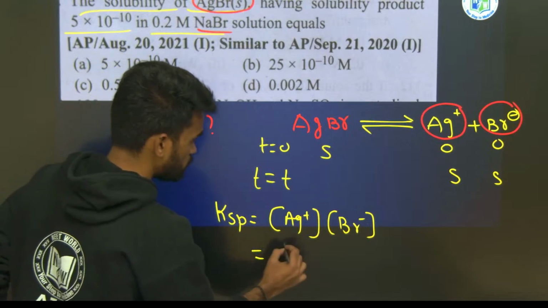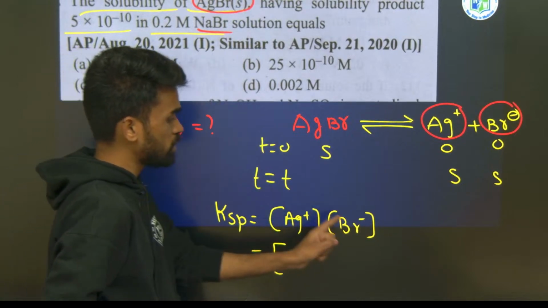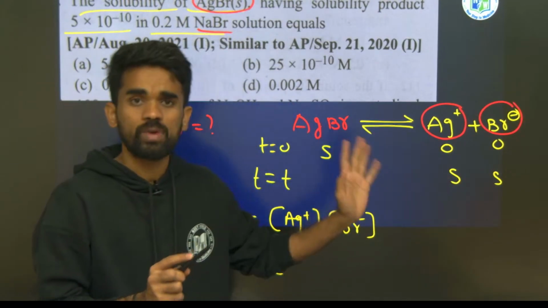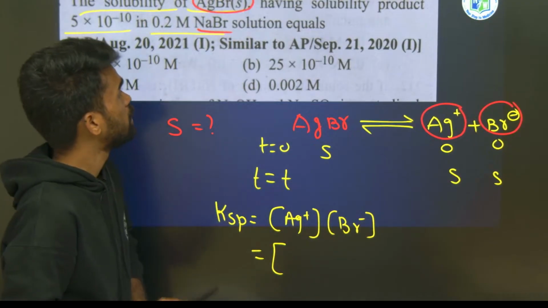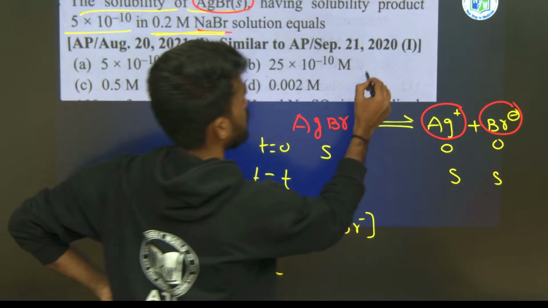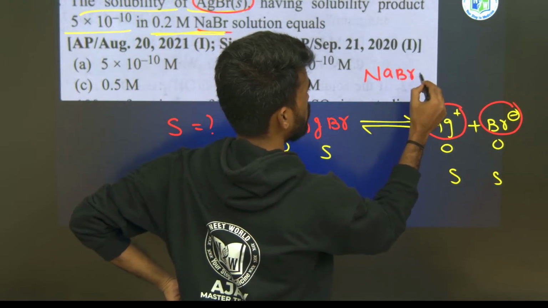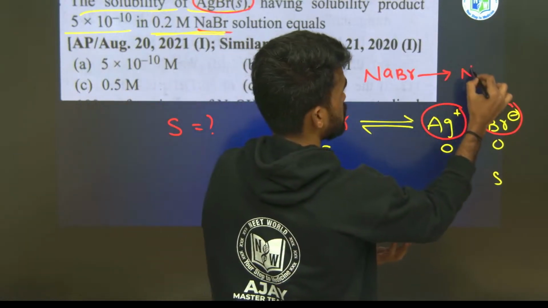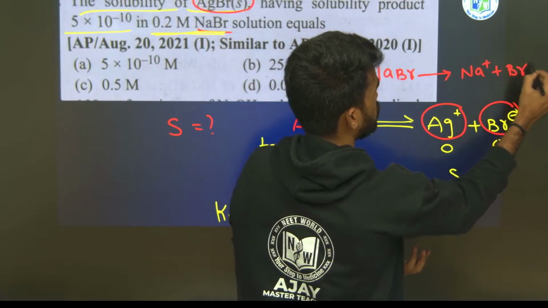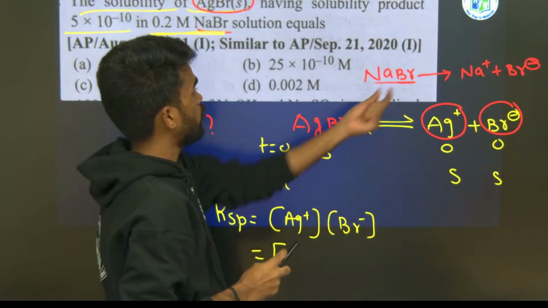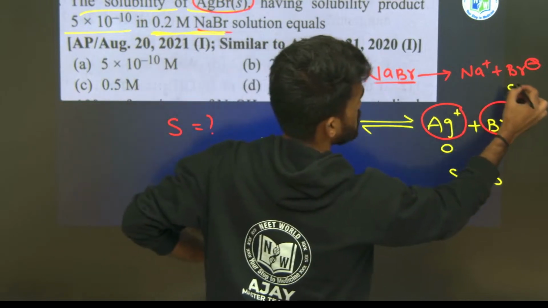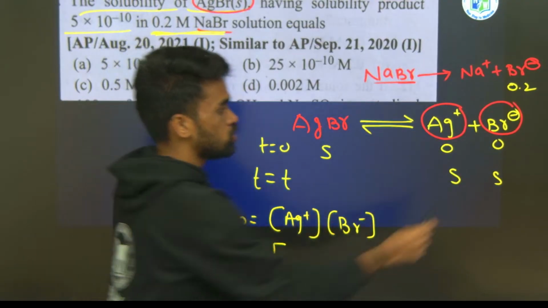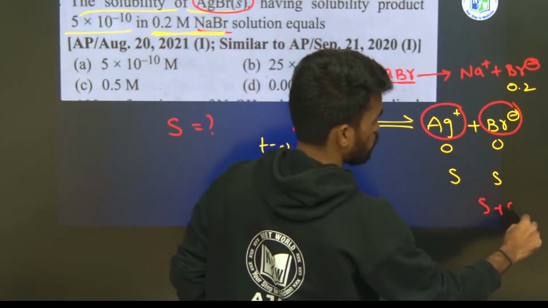Now look at here, what I can make. See AgBr. If there is no common ion effect, I just need to multiply S into S, S square, as the solubility product. But here they are saying NaBr is there. NaBr is a strong electrolyte, so whenever NaBr is present along with this electrolyte in the beaker, we also have Br minus ions from this strong electrolyte. The Br minus concentration from NaBr is 0.2. So what is the total Br minus ion concentration in the beaker? We have S plus 0.2.